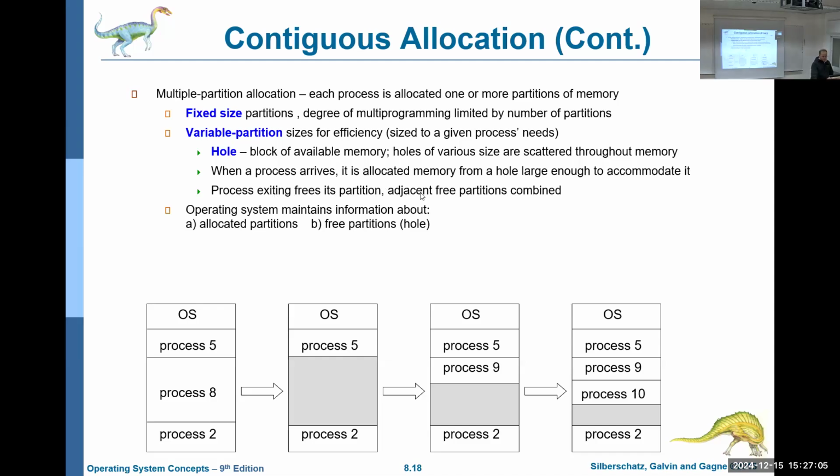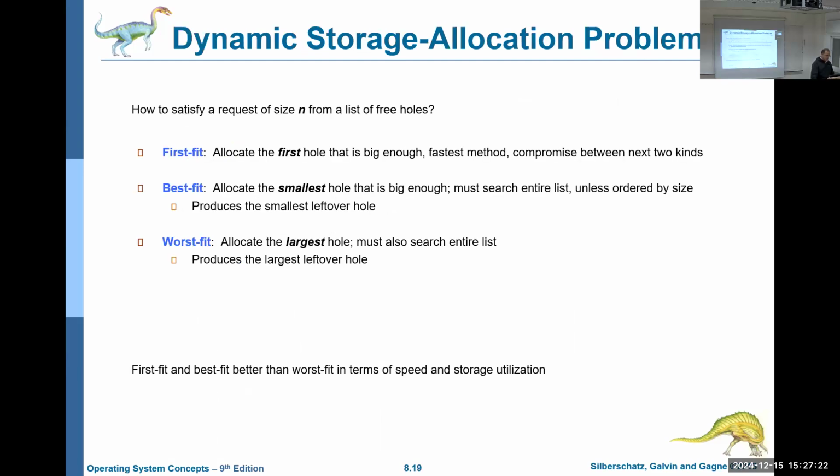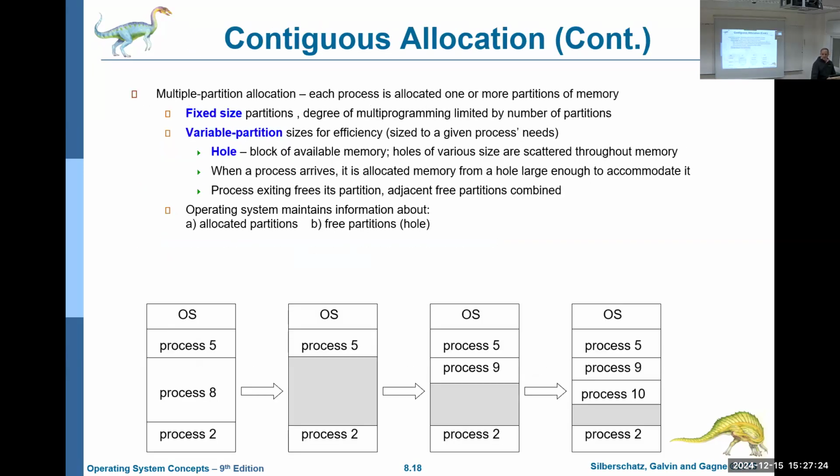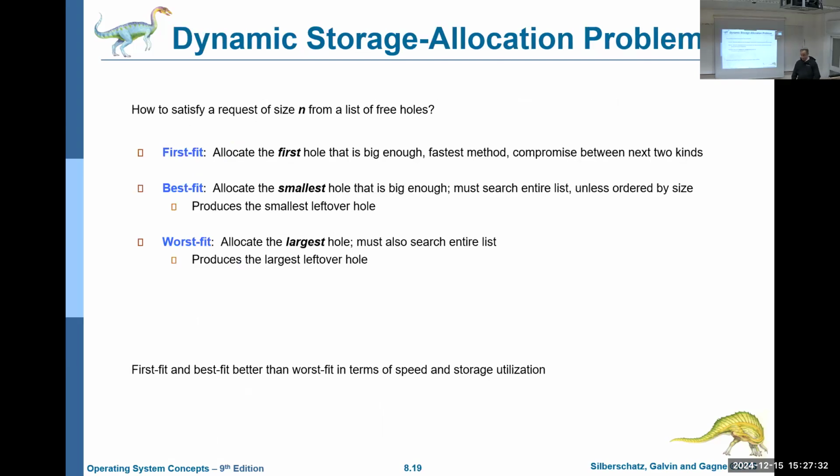When a process exits, it frees its partition. The operating system has to maintain information: a list of all the partitions and who they're allocated to, and also all the sections that are not allocated, a list of holes, essentially. Now, once we have this idea of creating holes, we can have fun thinking about algorithms for allocating them. And we have three ideas here.